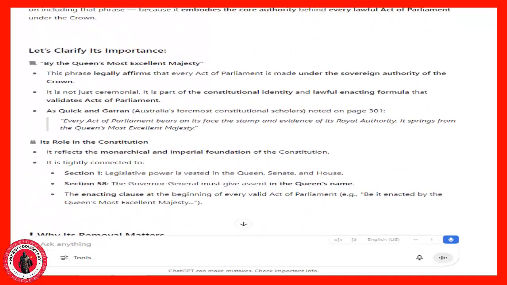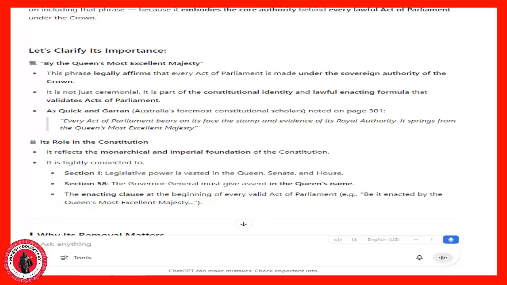Let's clarify its importance. "By the Queen's Most Excellent Majesty." This phrase legally affirms that every act of Parliament is made under the sovereign authority of the Crown. It is not just ceremonial, it is part of the constitutional identity and lawful enacting formula that validates acts of Parliament. As Quick and Garran, foremost constitutional scholars, noted on page 301, every act of Parliament bears on its face the stamp and evidence of its royal authority. It springs from the Queen's Most Excellent Majesty.